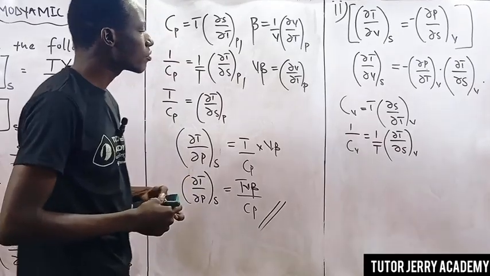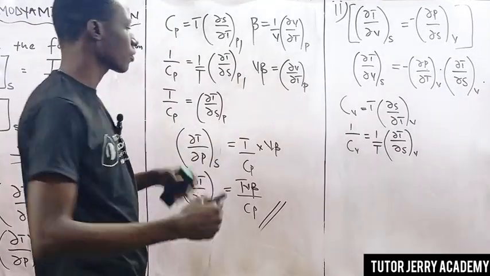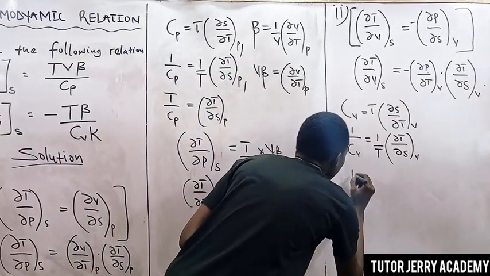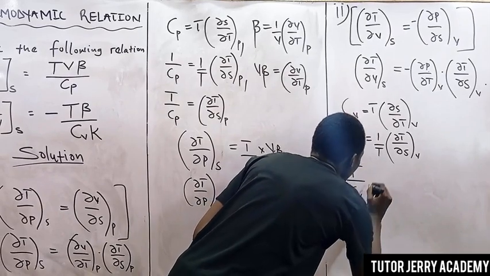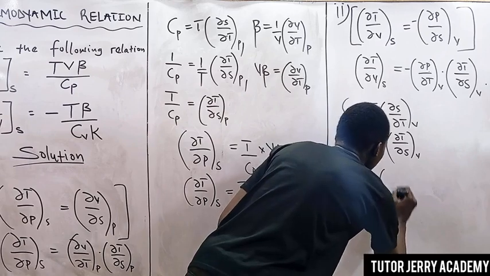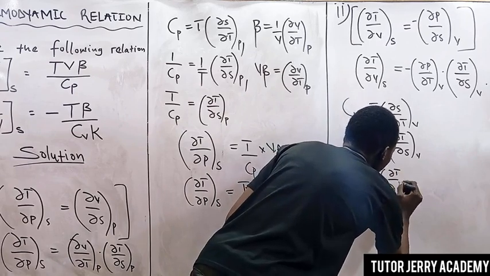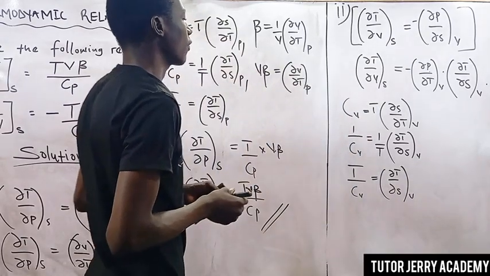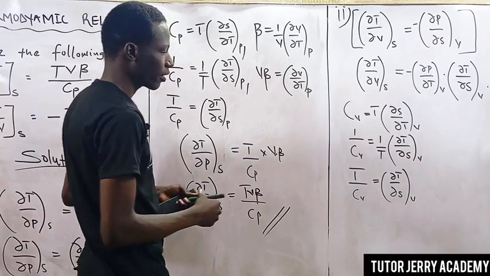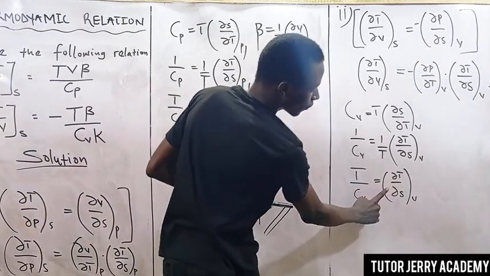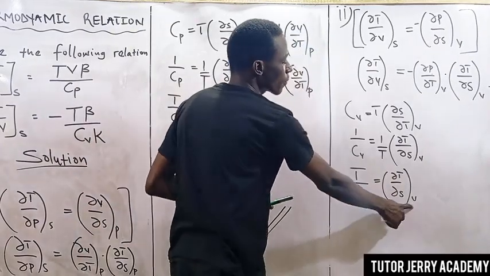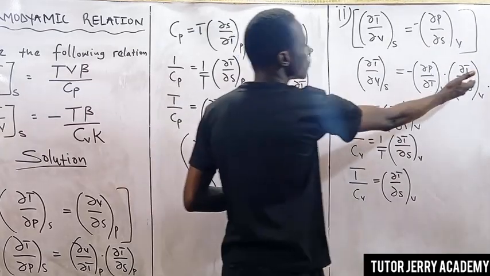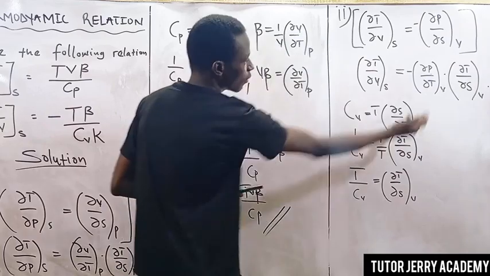So next, what do we do? Multiply both sides of the equation by T. We are going to have T over Cv equal to the partial derivative of T over the partial derivative of S keeping V constant. This is what we have. So now what can you see from here? We have the partial derivative of T over the partial derivative of S keeping V constant. We also have the same thing here. So we just substitute the value for this.